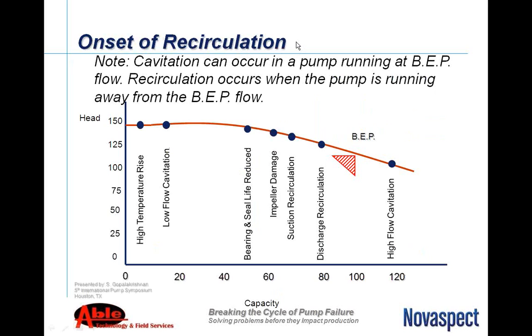On the onset of recirculation, which was mentioned before, cavitation can occur in a pump running at BEP. You could have that happen if your NPSH required has not been met. Whereas recirculation occurs when the pump is running away from the BEP flow towards the back. As you go back, you're going to see more recirculation, and that's because downstream, as the valve gets closed, the system's saying, I don't want as much flow, I can handle the more pressure, but I can't handle that flow. As that control valve starts closing, we start running into these situations where vibration starts getting picked up.